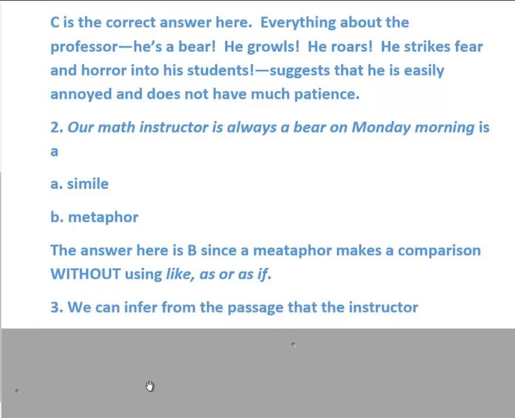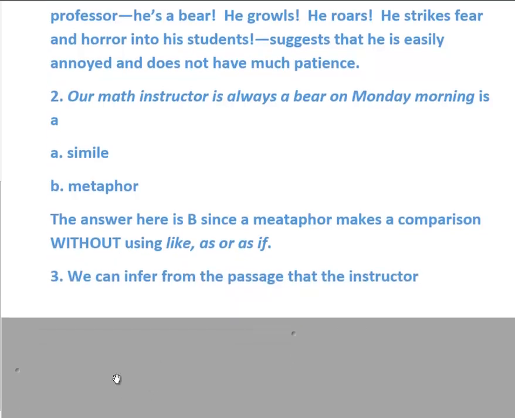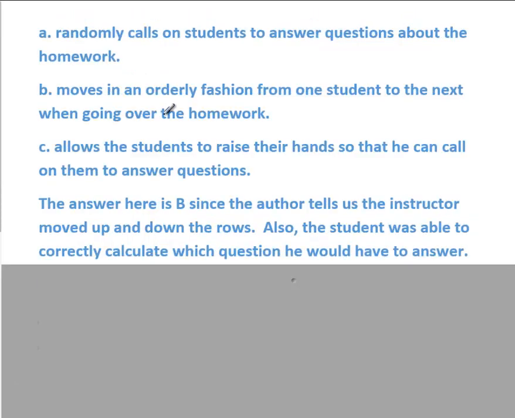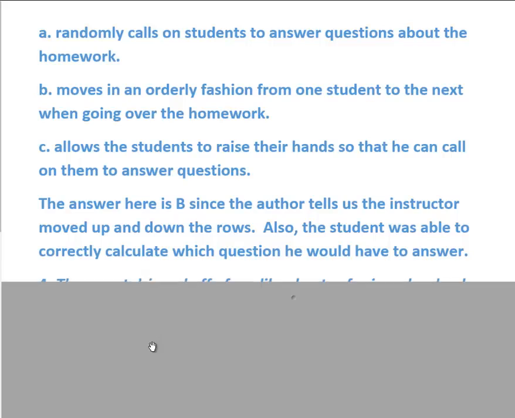Number 3, we can infer from the passage that the instructor A, randomly calls on students to answer questions about the homework, B, moves in an orderly fashion from one student to the next when going over the homework, or C, allows the students to raise their hands so that he can call on them to answer questions. The answer here was B, since the author tells us the instructor moved up and down the rows. Also, the student was able to correctly calculate which question he would have to answer. So that lets us know that the instructor moved throughout the classroom in an orderly fashion.